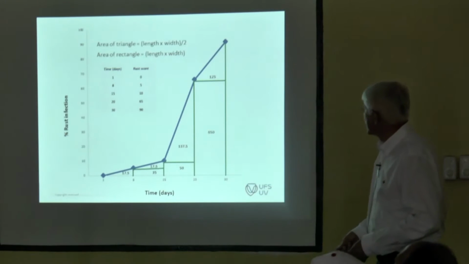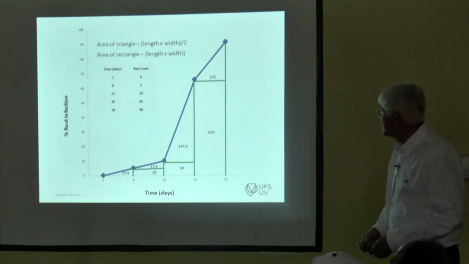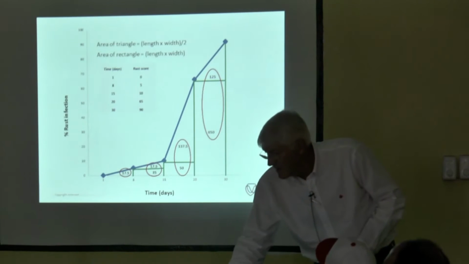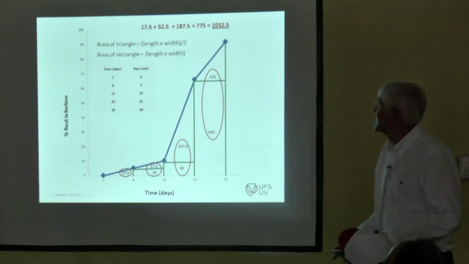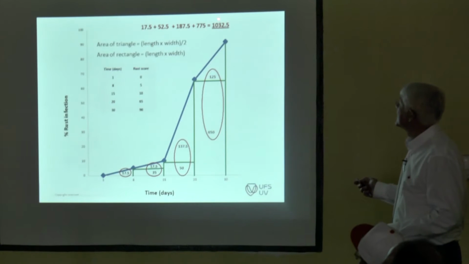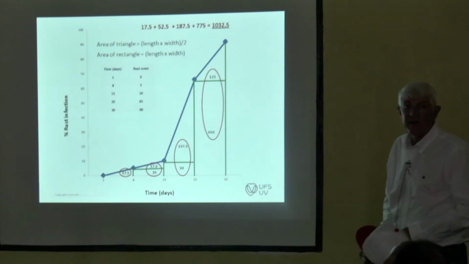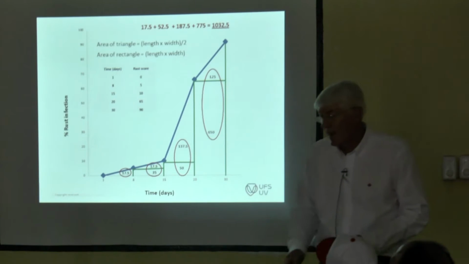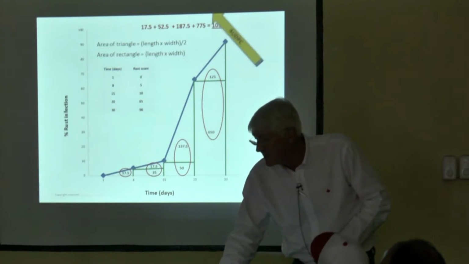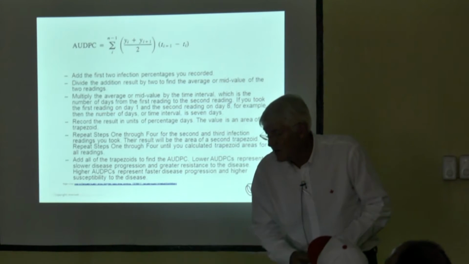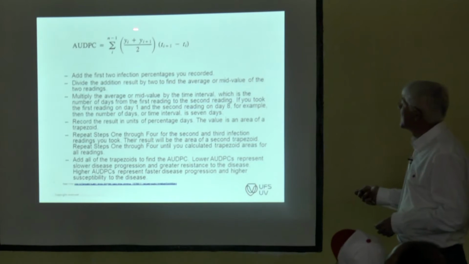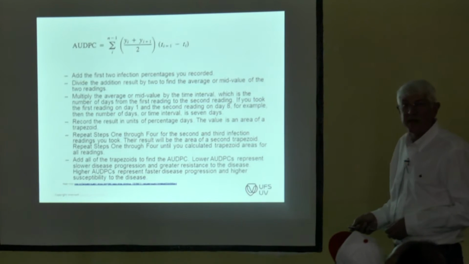And there I did that by hand, so you can see the values. And if you add all those individual values together, you will get a final AUDPC of 1032.5. But that's a very long way of doing it. You can also use this equation. Now, it may look complex to you, but it is not. It's actually quite simple.